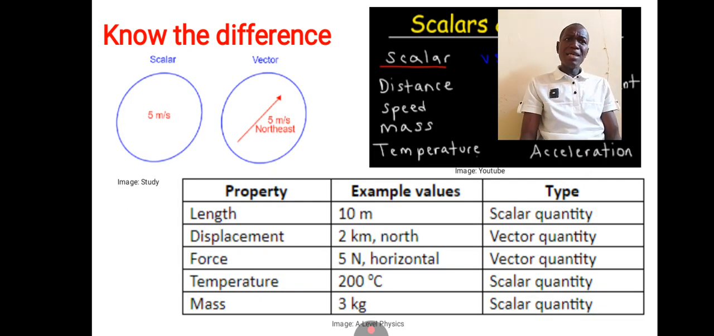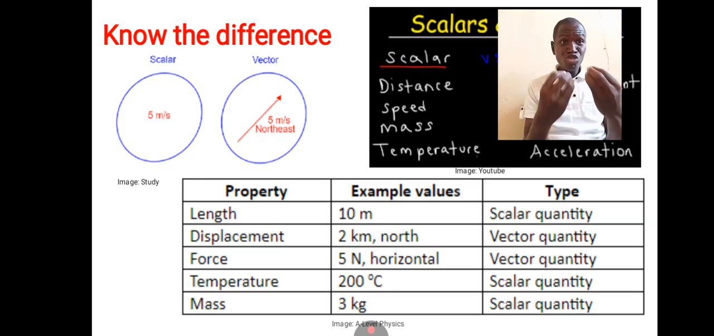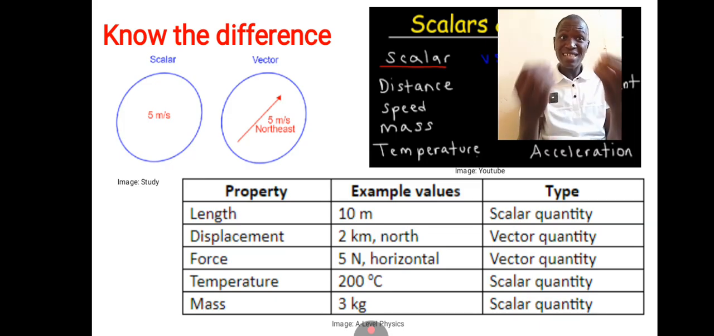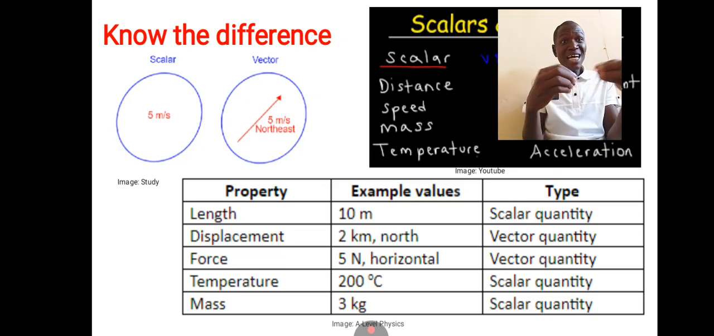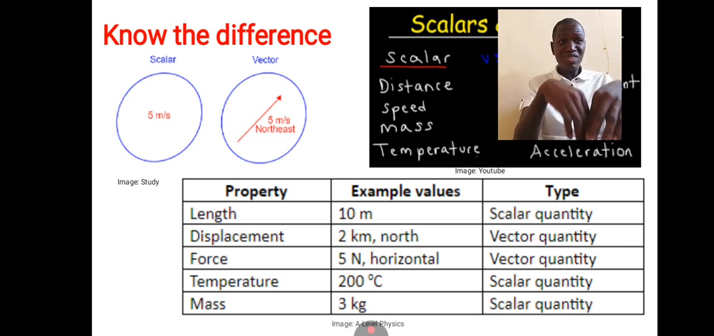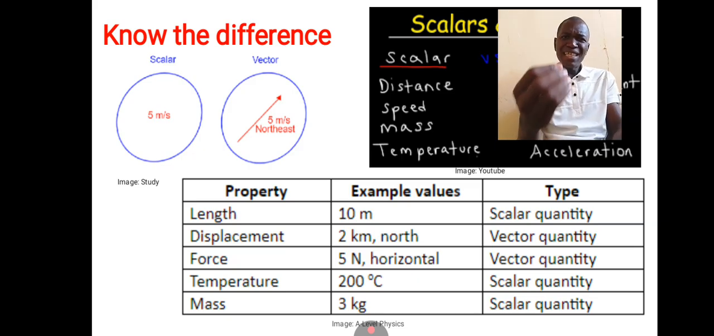All right, so understand the key difference. Expect question from this. If you check their syllabus, what is their syllabus saying? Their syllabus is saying the student should be able to differentiate between scalar and vector quantities. It means they can ask you question because that's the objective. That's one of the things that is expected. So please know the difference.